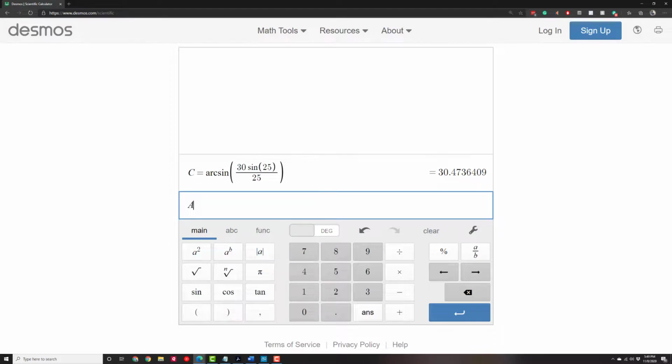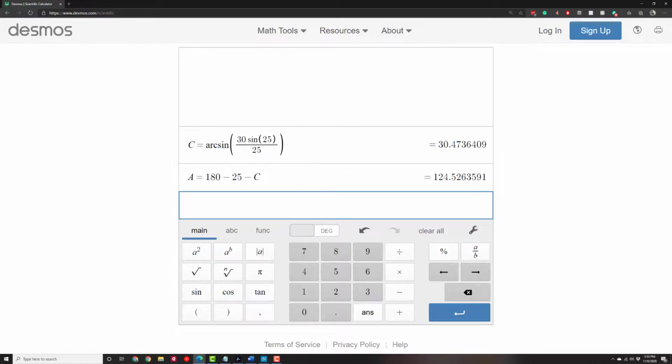Angle A of that first triangle would be 180 minus the angle B they handed us, which is 25, minus the angle C we computed. Notice that that angle A is more exact than had I just written 124.5. I am still going to write roughly 124.5 in my notes, but just to let you know, I'm saving the value here so that it's better to compute with if I need to. I may or may not.